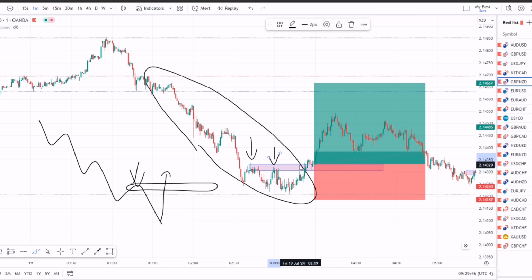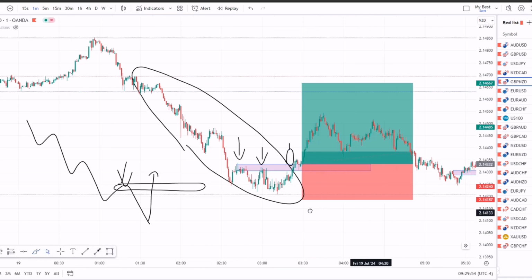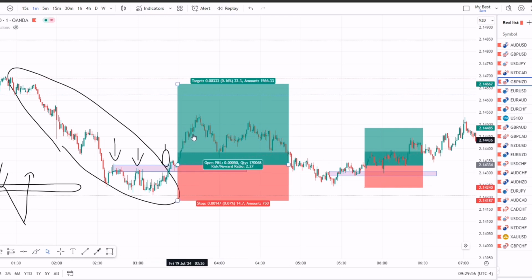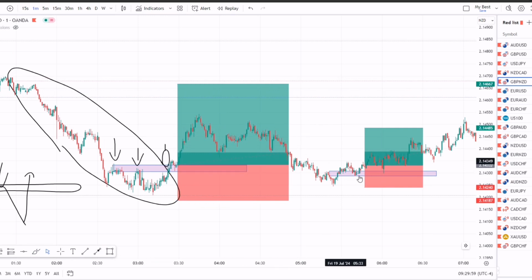But you must make sure that price has closed above in a full candle, and then you can place the trade, put your stop loss below, and then you let price do the rest.